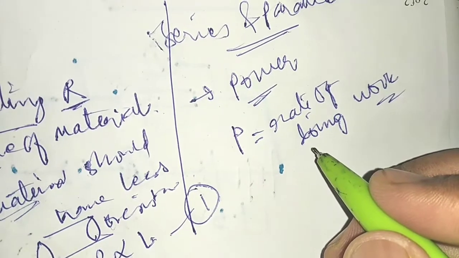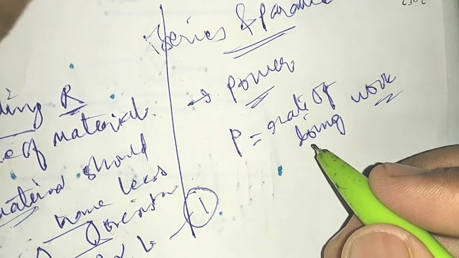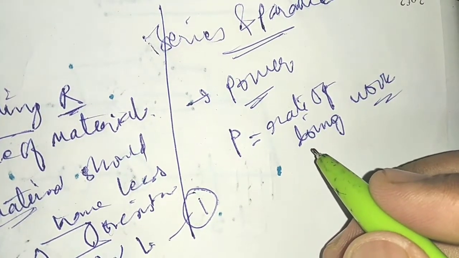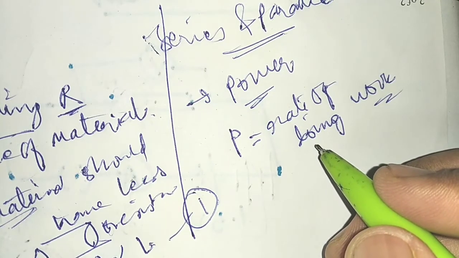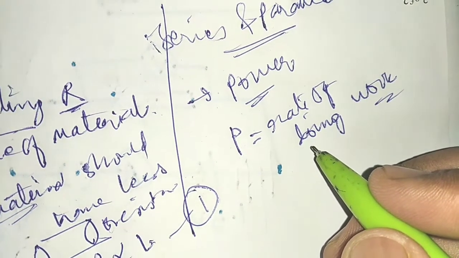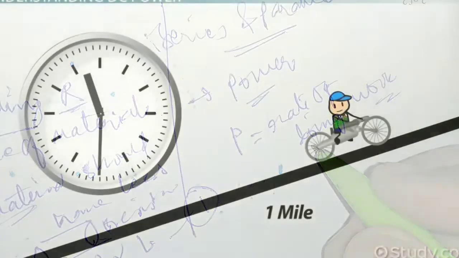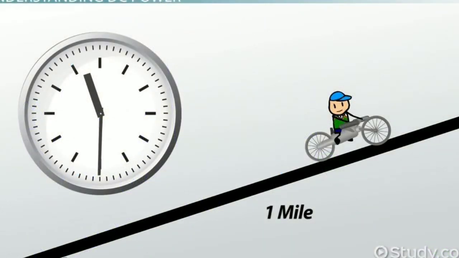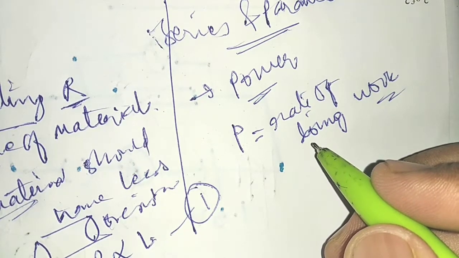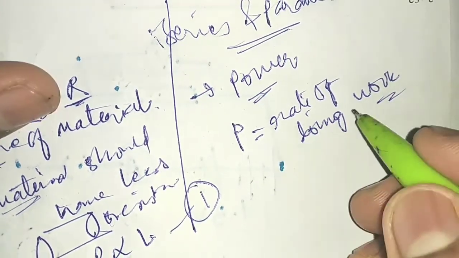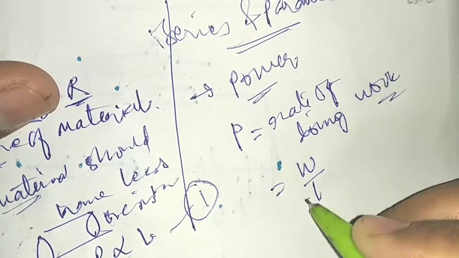Now what is the rate of doing work here, students? Let us say that you ate some lunch. After eating lunch, you start working properly. As long as you have energy, you are able to work properly. Once your energy is finished, you say that my power has gone, now I cannot work. The same is true here also. The rate of doing work is nothing but the power. So I can say it as W by T.